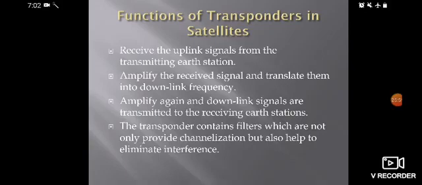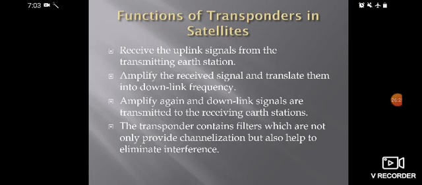Okay, when we are having the transponder in our satellite, first of all it will receive the uplink frequencies from the transmitting earth stations, and that is going to be amplified, and it undergoes translation into the downlink frequency, and once again it is amplified, and those downlink signals are transmitted to the receiving earth stations.